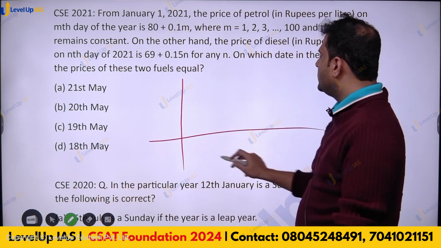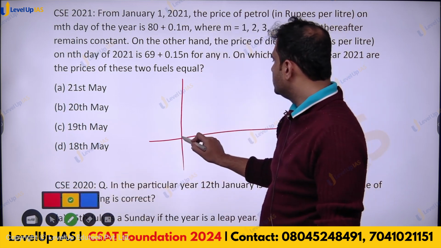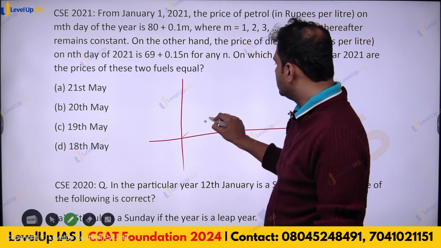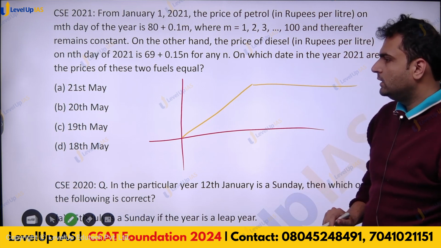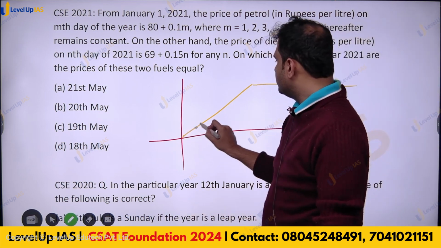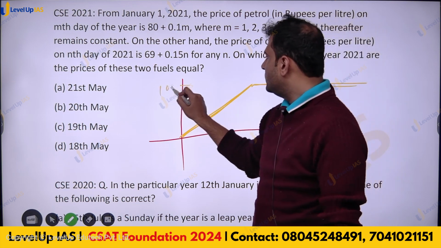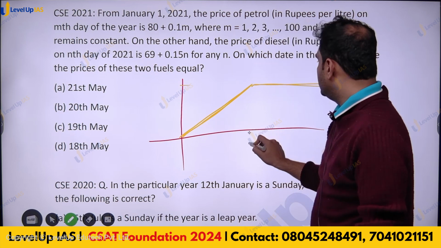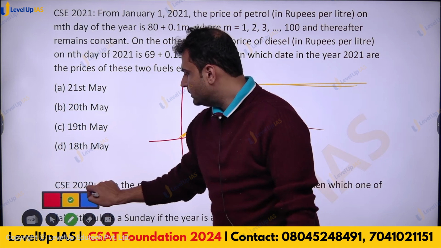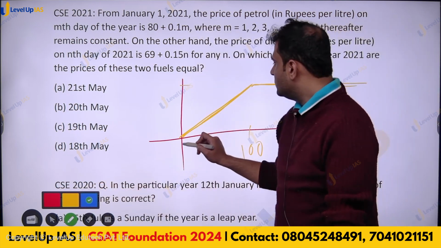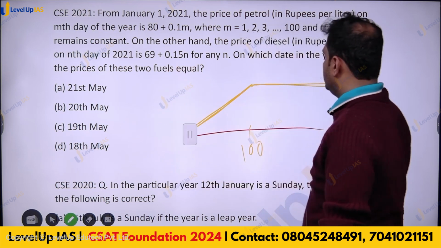See, price of petrol is like this. We have price of petrol is increasing till 100th day and it becomes then constant, right? I hope it is visible. This is price of petrol, and this is day number 100, it becomes constant thereafter. So price of diesel, it doesn't start from 0 as well, it starts from 69. Let me again redraw it.